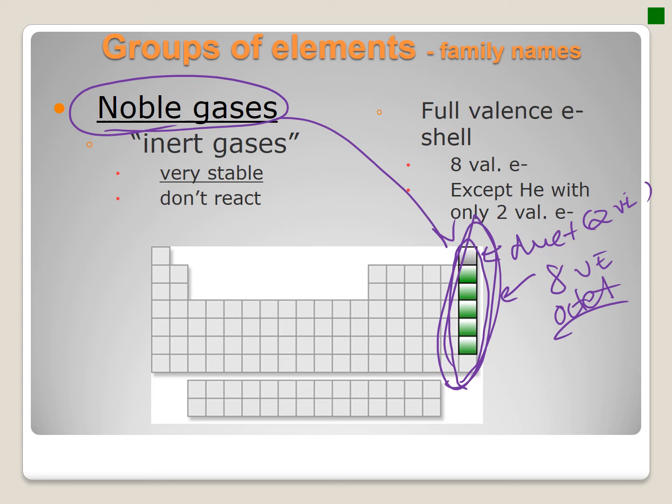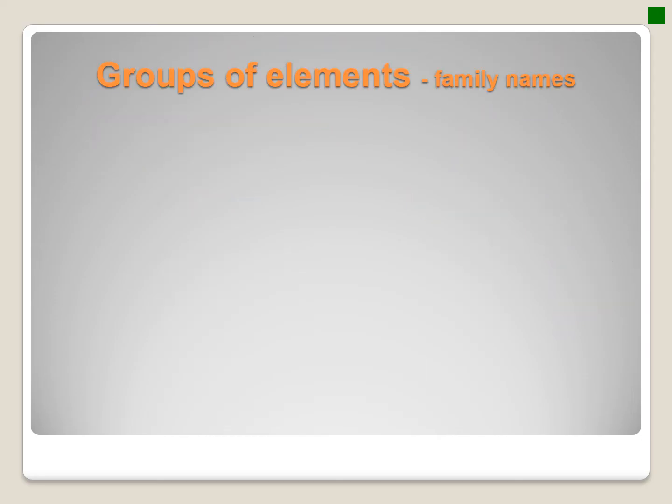They are extremely stable. They do not react, and they are known as inert gases. Why are they known as inert gases? Inert means not reactive, and gases means that they're a gas. And lo and behold, all of these are red, so they are all noble gases.